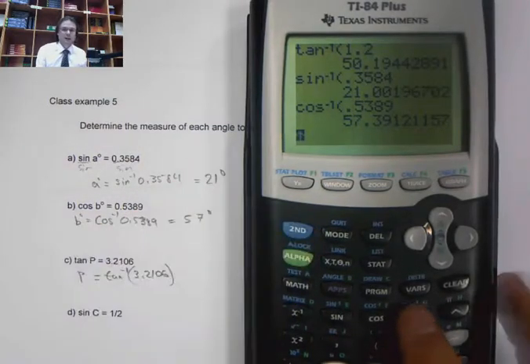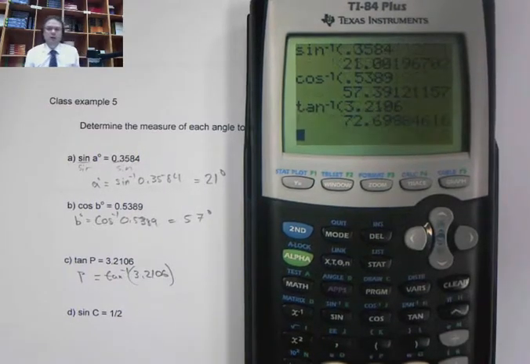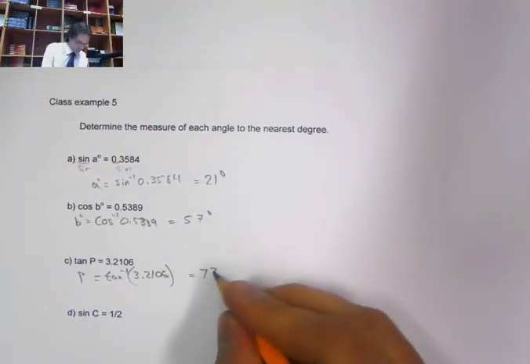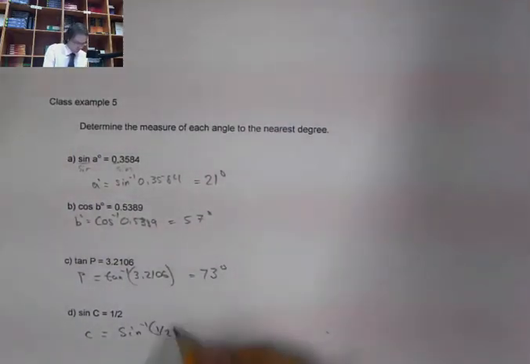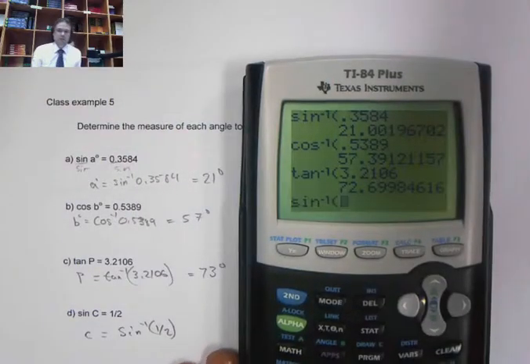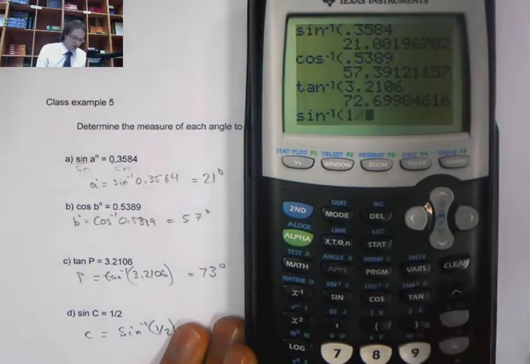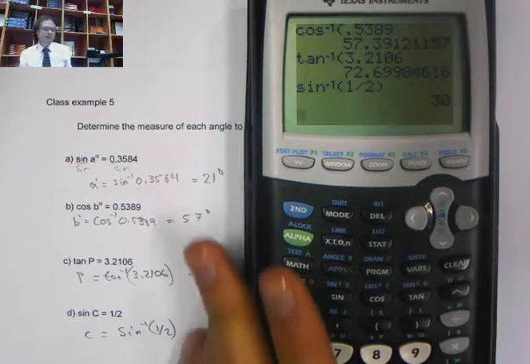So we go second tan, right? And we enter 3.2106. And I hit enter. I'm going to get 73 degrees. And the last one, we have C is equal to sine -1. We're going to put that 1 over 2. So let's try that out. I'm going to go second sine, and then we have 1 divided by 2, bracket, which is 0.5. I can put that instead, but make sure I close my brackets. I get 30 degrees.